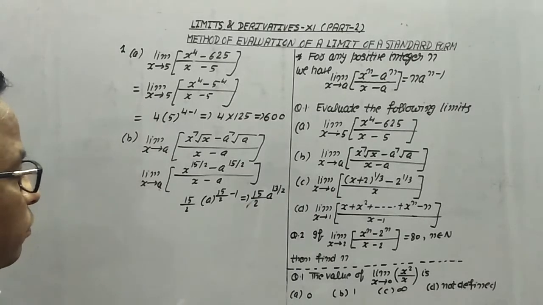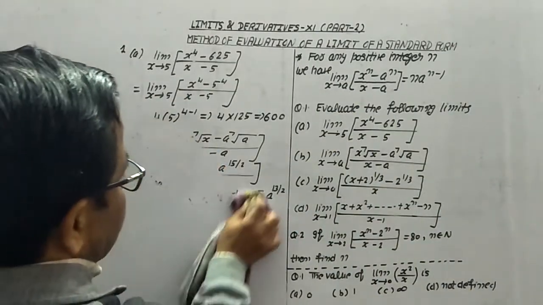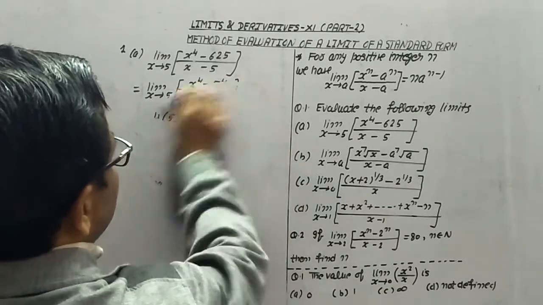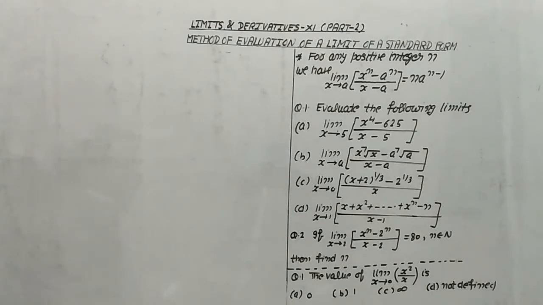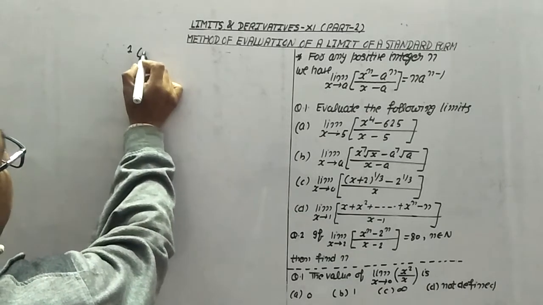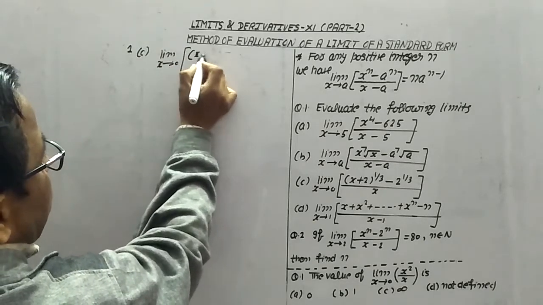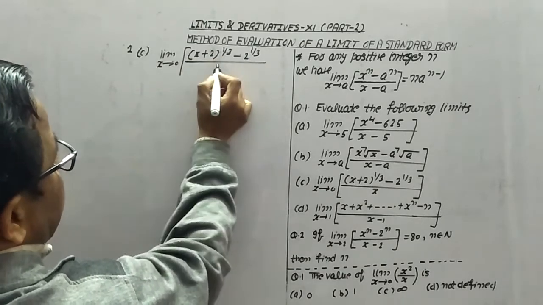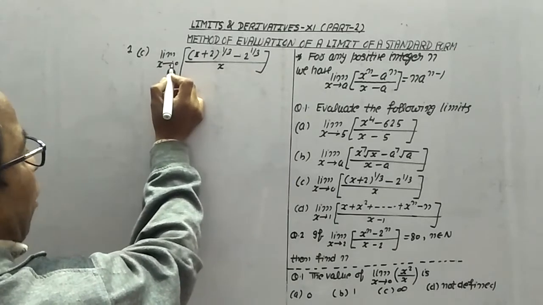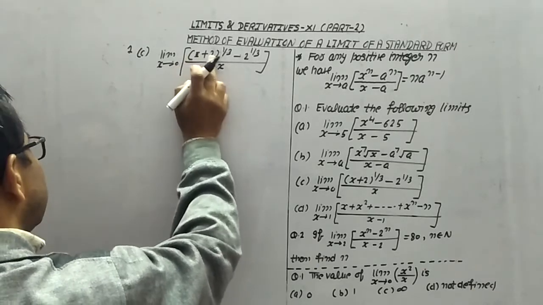Now we have to do part c. In this part, we have the limit as x tends to 0 of ((x+2)^(1/3) - 2^(1/3))/x. First of all, we observe that in the denominator we have x only, and in the numerator we have x plus 2.